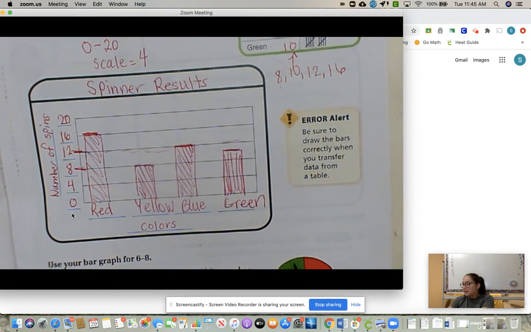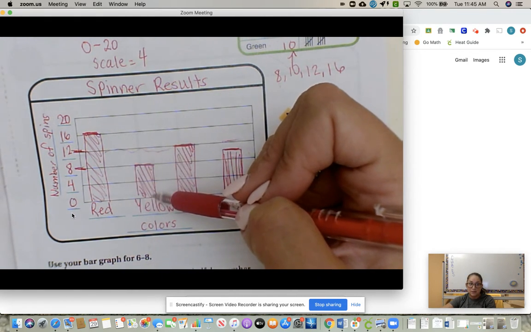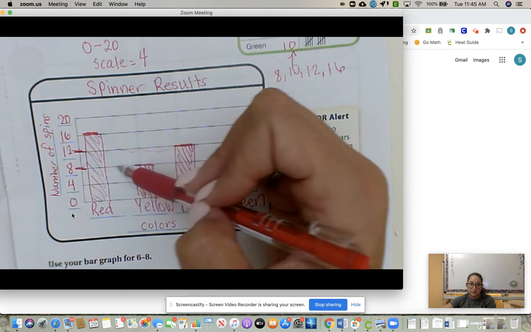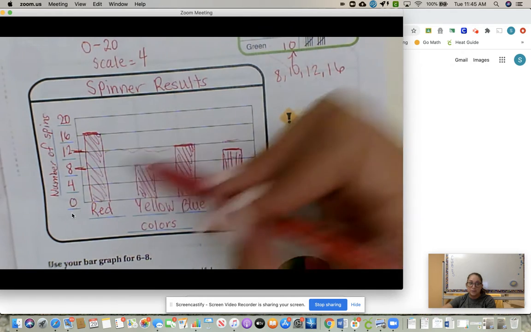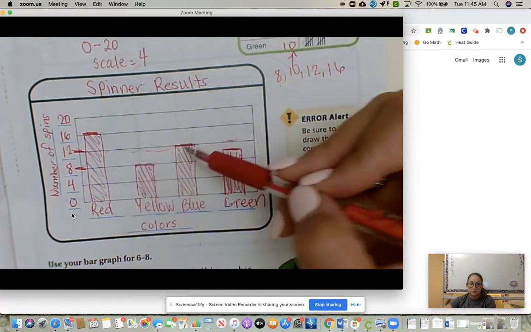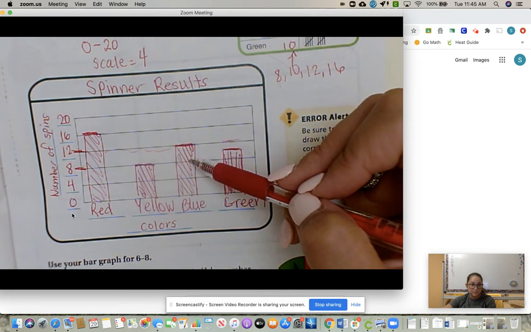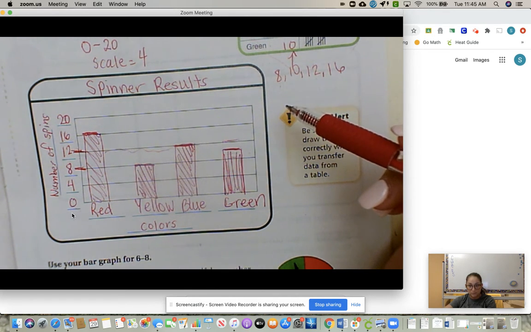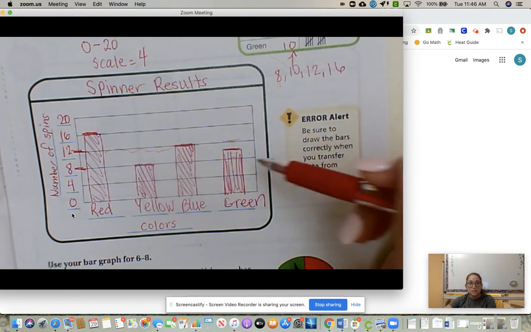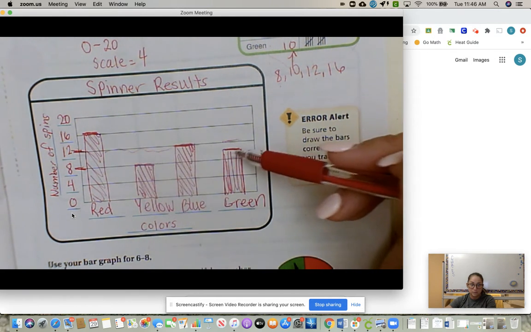For red, we had 16 spins. So go to 16, color it in. Yellow, we had 8 spins. So go to 8, go across, color it in. Blue, we had 12 spins. So you could see I lightly went all the way across so I wouldn't lose track. Draw my line, fill it in. And then green was our 10. What is 10 in between? 8 and 12, right? Because we have 8, 9, 10, 11, and then we have 12. So you just put it in between 8 and 12. So that's what we did, and we colored it in.